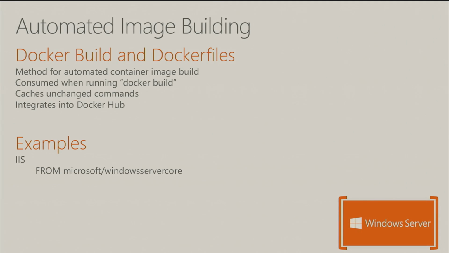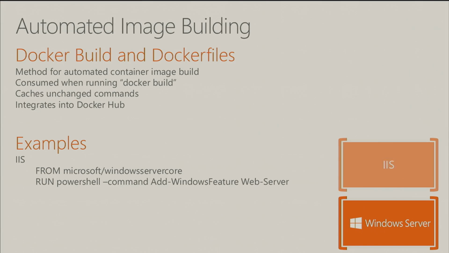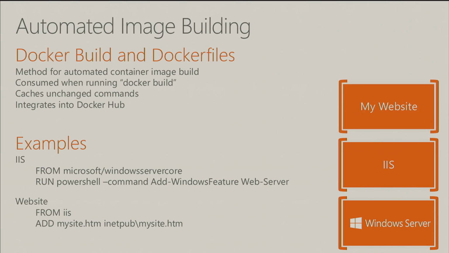So let's take an example. Starting from the Windows Server Core image, I'm running a PowerShell command to install the Windows feature Web-Server. This is how we build the IIS image, literally exactly how we build the IIS image. The result of that is a container image that we call microsoft/iis. Pretty straightforward. On top of that, I can now build a website. So taking that example, I would say FROM microsoft/iis, or from IIS if I was publishing one, and I'm simply adding mysite.htm to inetpub. Literally just copy the file in.